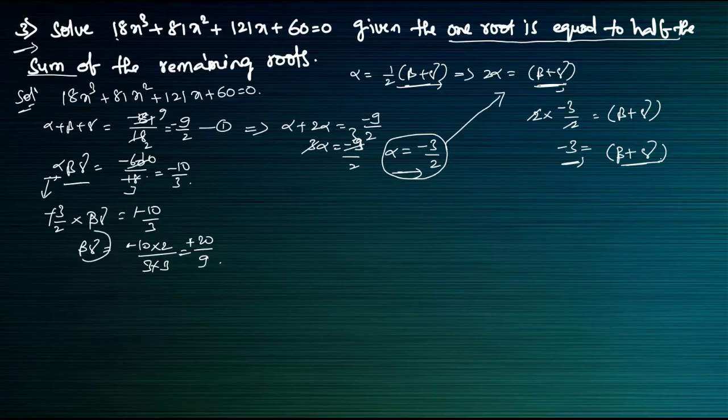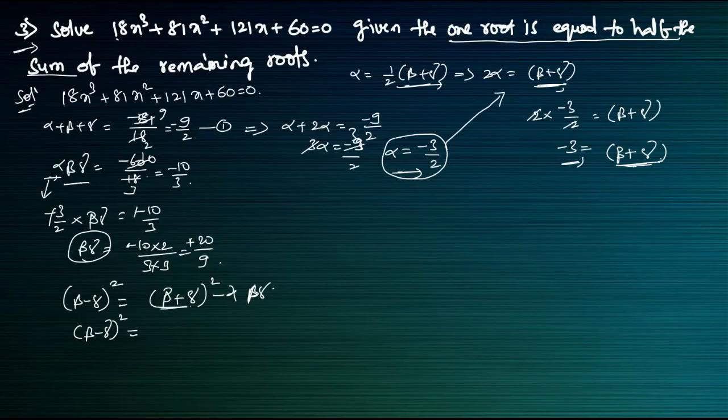So what we have: beta gamma and beta plus gamma. So we can do one thing here. Beta minus gamma whole square is equal to beta plus gamma whole square minus 4 into beta gamma. So in this I will substitute. Beta minus gamma whole square is equal to minus 3 whole square minus 4 into beta gamma, which is 20 by 9.